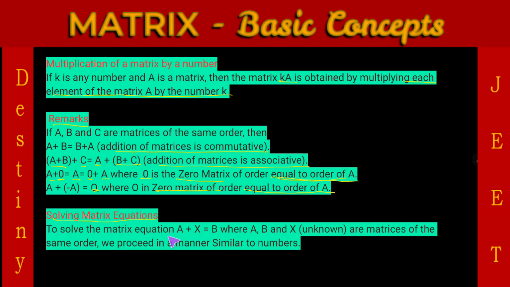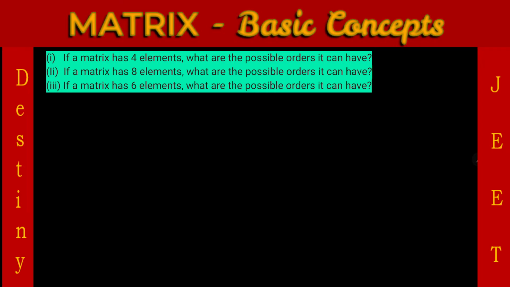To solve matrix equations, A plus X is equal to B, where A, B and X, which is unknown, are matrices of the same order. We proceed in a similar manner to how we solve for numbers. Now we start solving some problems.